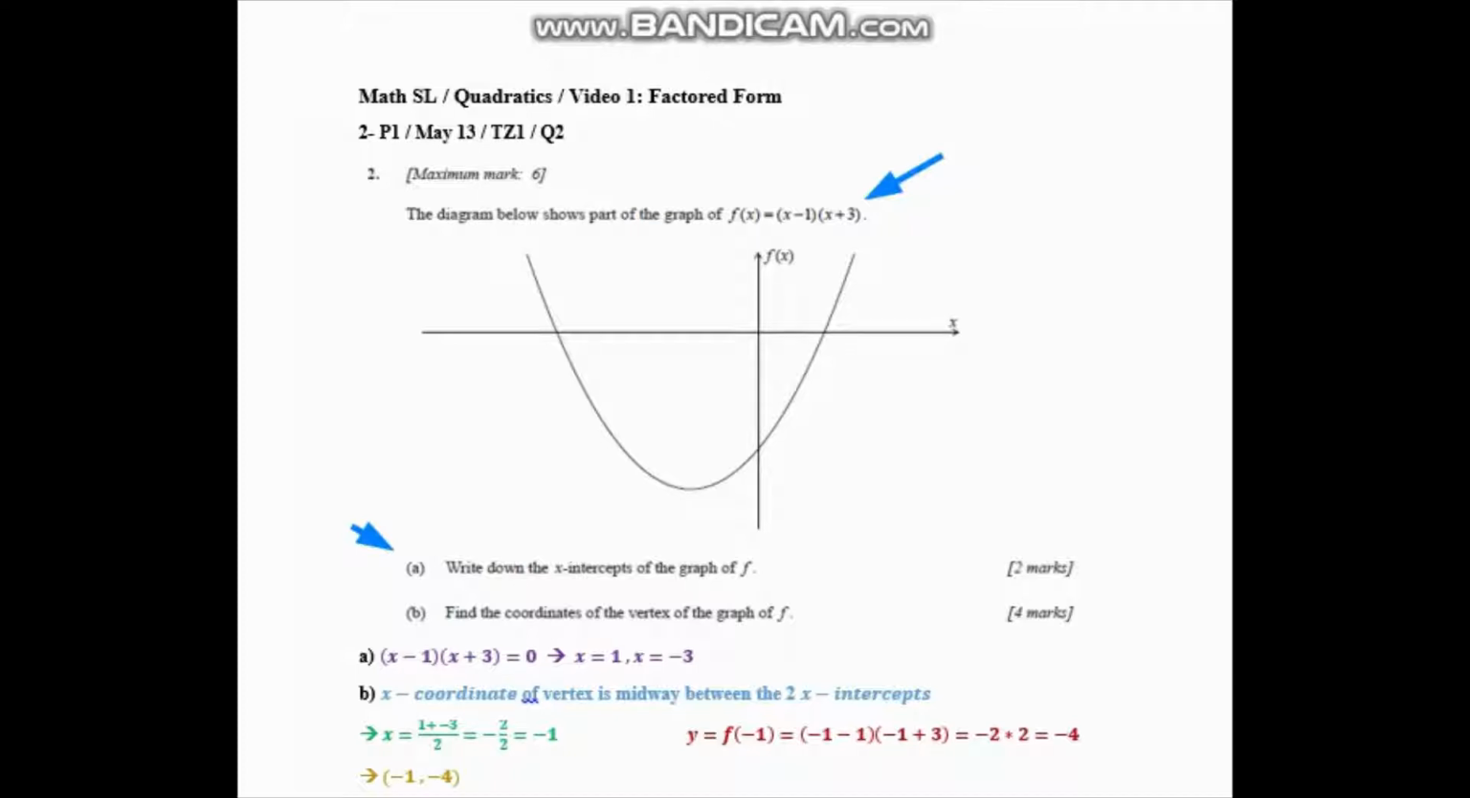And on the graph, they exist right there and right there. These are the values of x for which y is 0. So how do I obtain these values if I have the factors? Very simple.